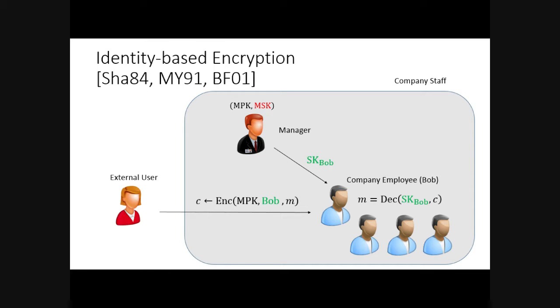Note that this is different from normal public key encryption, in that Bob does not publish some kind of public key that allows Alice to encrypt. Alice only needs to know Bob's public identity, his name, his email address, whatever is public, and she would encrypt with respect to that identity.